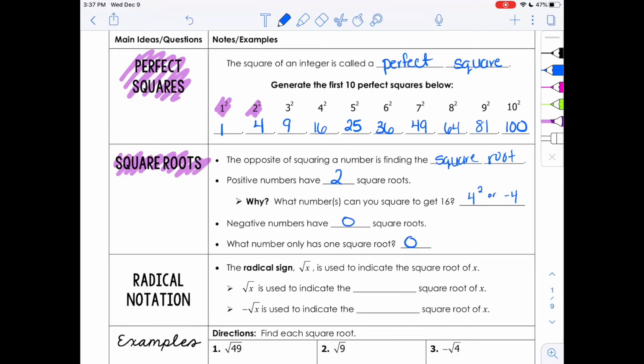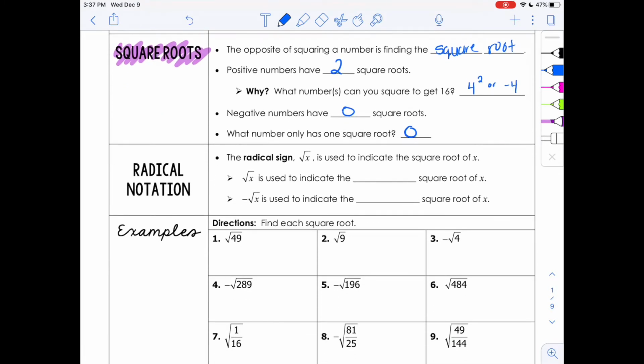Now when we talk about square roots, we use a special symbol. We use a symbol called the radical sign. So what that looks like is the square root of x, or the square root of a number. And it's used to indicate the square root of x. So you could say this symbol is used to indicate the positive square root of x. And then if we're talking about the negative, it would look like this. So you have the negative on the outside, which indicates the negative square root of x.